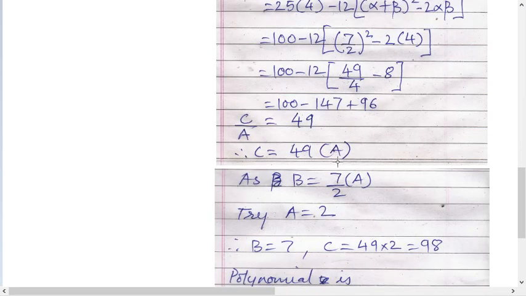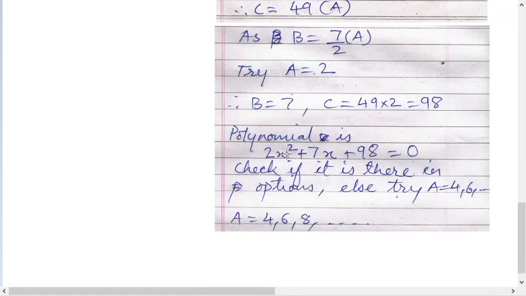So now what do we have to do? Try A equals 1. Will A equals 1 work? No. Why? Because there is a 2 in the denominator. It will be 7 upon 2 then, which will be difficult. So the simplest is to remove this 2. Then only B will be without the denominator. So try A equals 2. So B becomes 7, 2 gone. And C equals 49 into 2, that is 98.